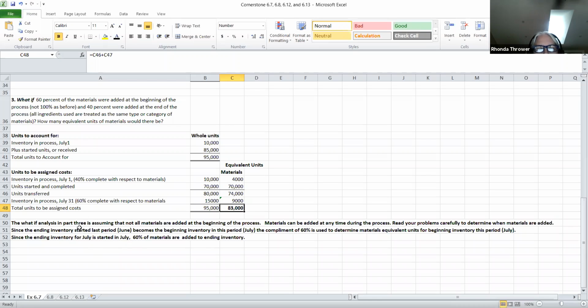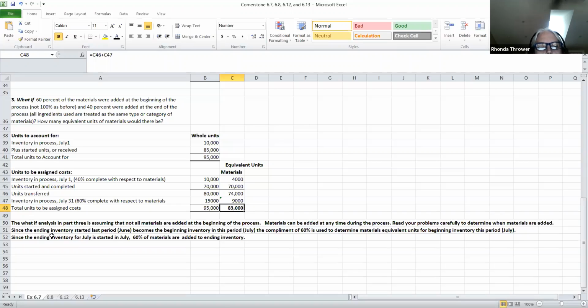It says the what if analysis in part 3 is assuming that not all materials are added at the beginning of the process. Materials can be added anytime during the process. They can be added at the beginning, they can be added at the end, they can be added at the middle. So you have to read your problem carefully to determine when the materials are added.